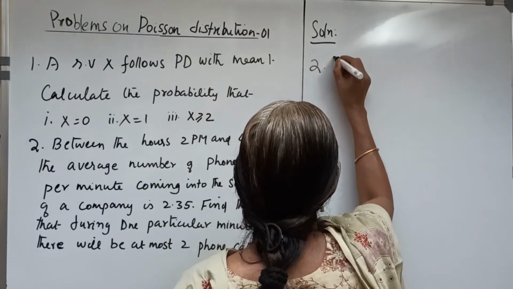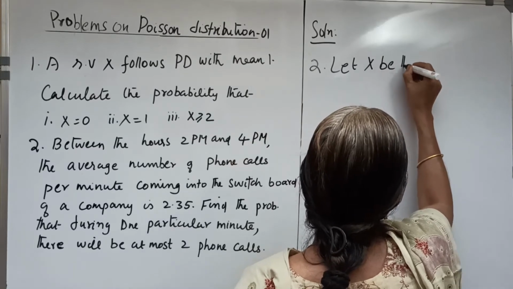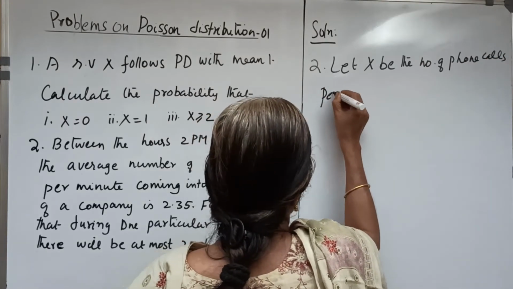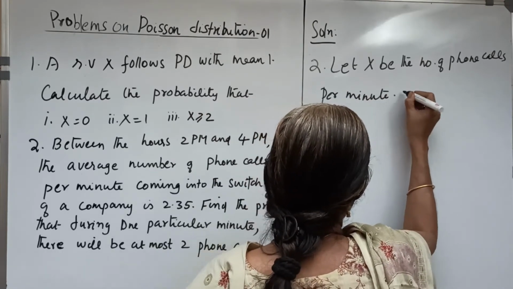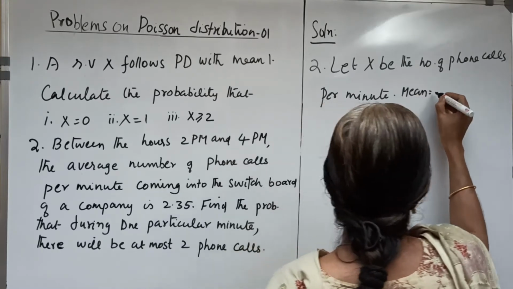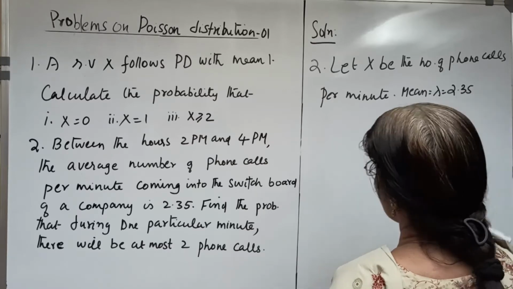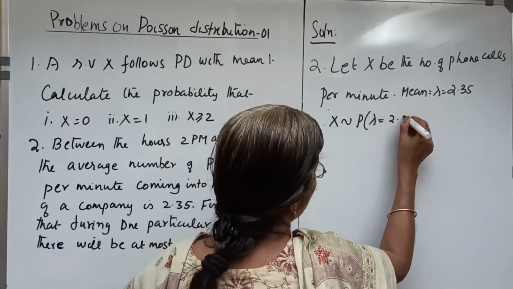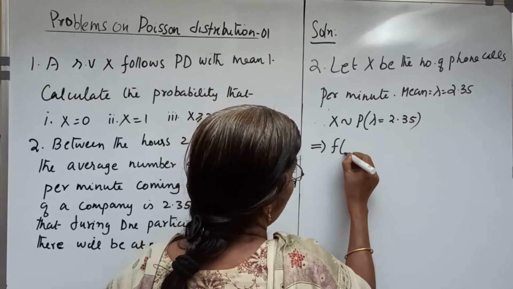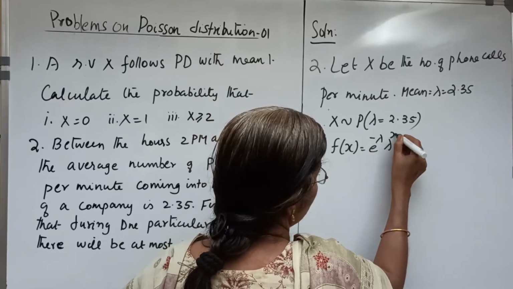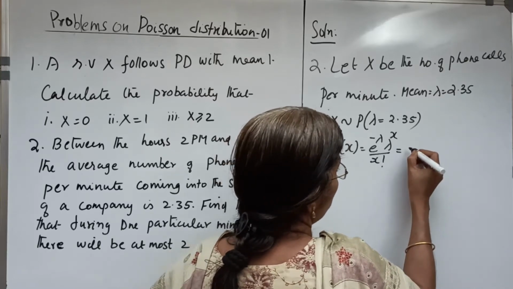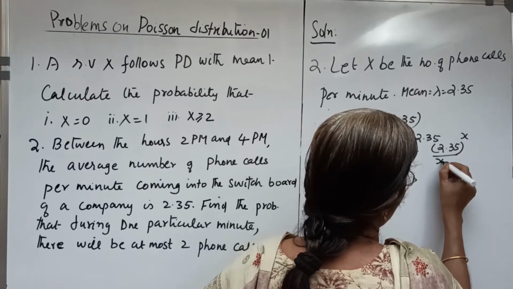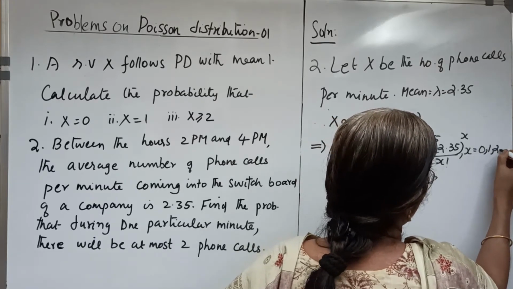So for question number 2, let x be the number of phone calls per minute. So that we are given mean equal to 2.35. That is, lambda equal to 2.35. Therefore, we may assume x as Poisson with lambda equal to 2.35, which implies f of x equal to e raised to minus lambda, lambda raised to x by x factorial, so equal to e raised to minus 2.35 into 2.35 raised to x by x factorial, x equal to 0, 1, 2, etc.